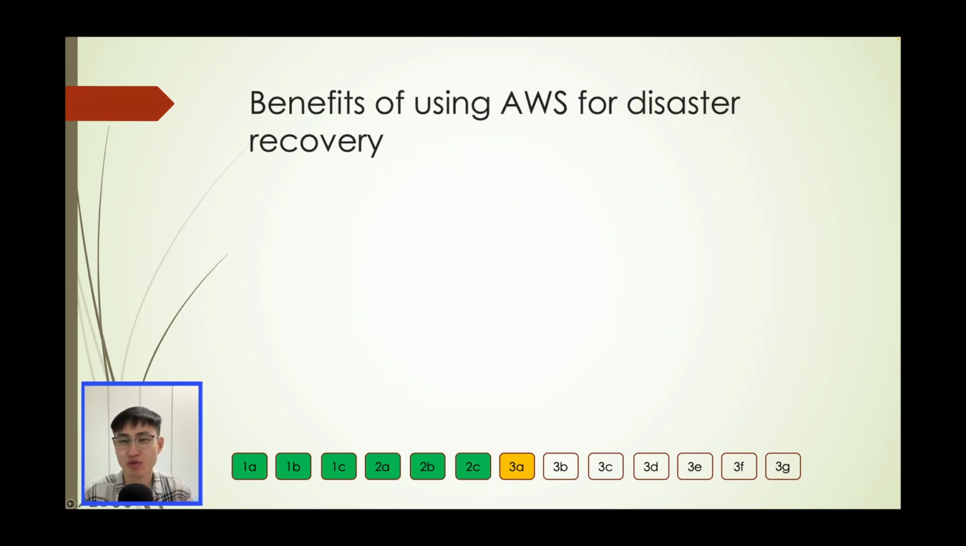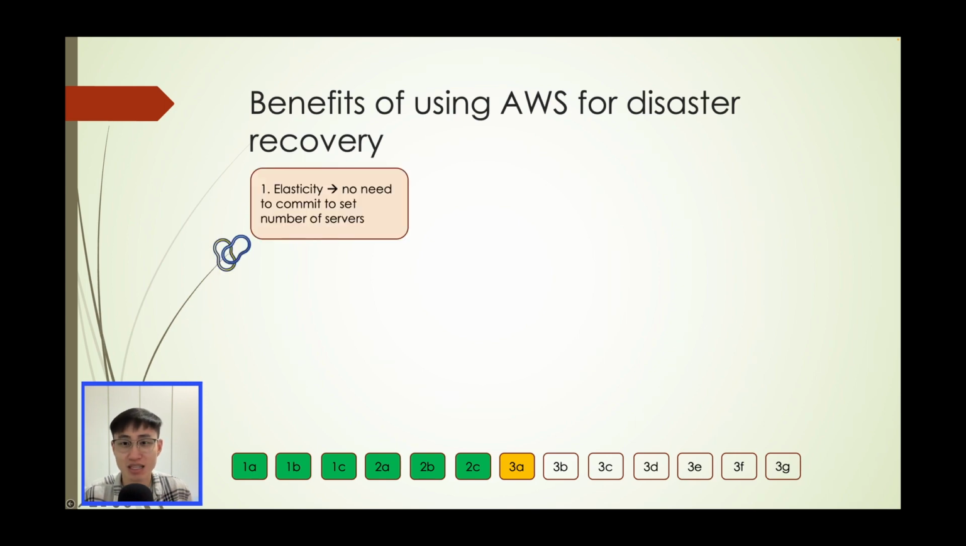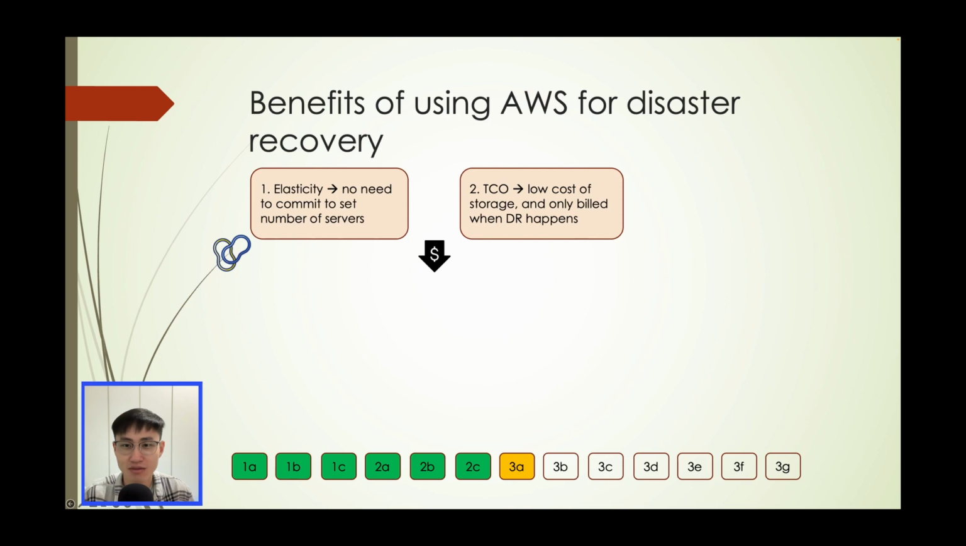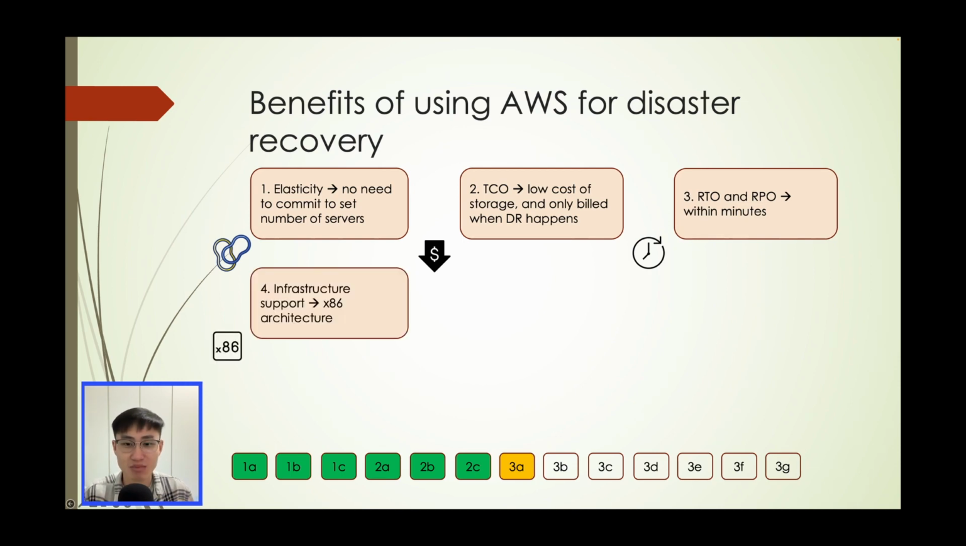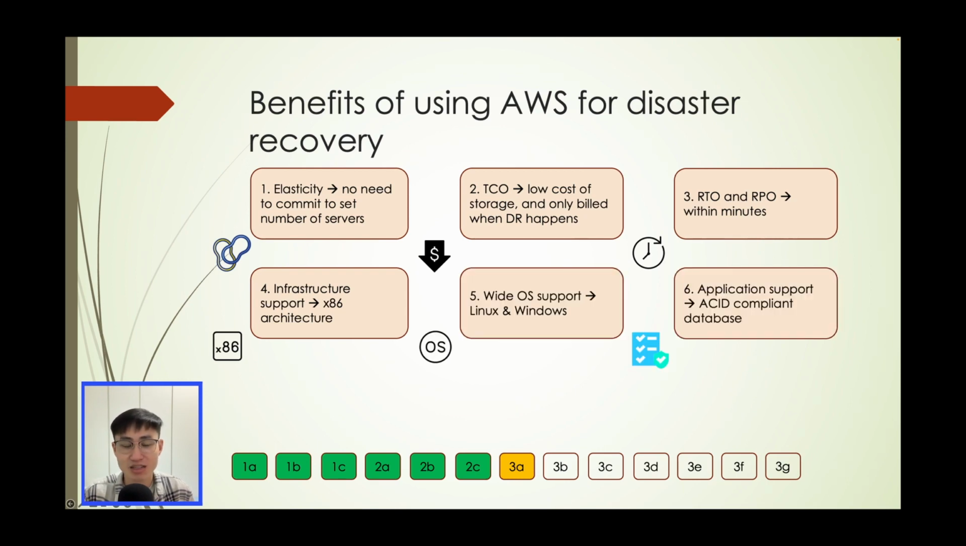Now in section 3 onwards, we'll be talking about disaster recovery specifically on AWS. First, we'll look at the benefits of using AWS for disaster recovery. The first benefit will be elasticity, where there's no need to commit a set number of servers. Then we have low cost of ownership because you only get billed for the services when they are provisioned. Third, you can achieve RTO and RPO within minutes. Fourth, it supports most applications running on x86. Fifth, it supports a wide variety of operating systems. Then AWS also supports ASIC-compliant applications and databases such as Microsoft SQL Server. And lastly, you can add disaster recovery capability without redesigning the whole architecture.